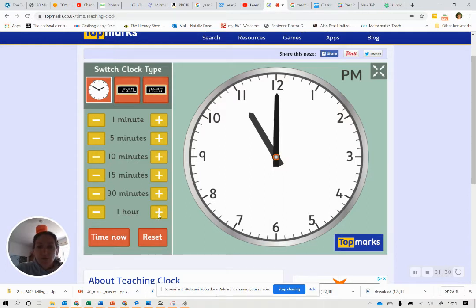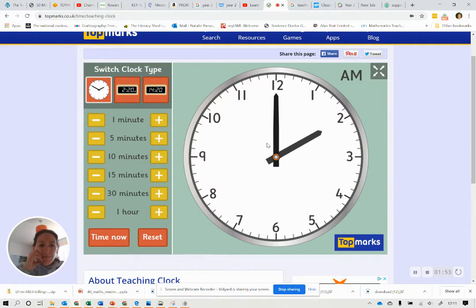Let's just try one more. Where's it going to stop? The minute hand, where's that pointing? That's to the top, isn't it? Which means it must be o'clock. And where is the hour hand pointing? It's pointing to the 2, so you got it, it's 2 o'clock.